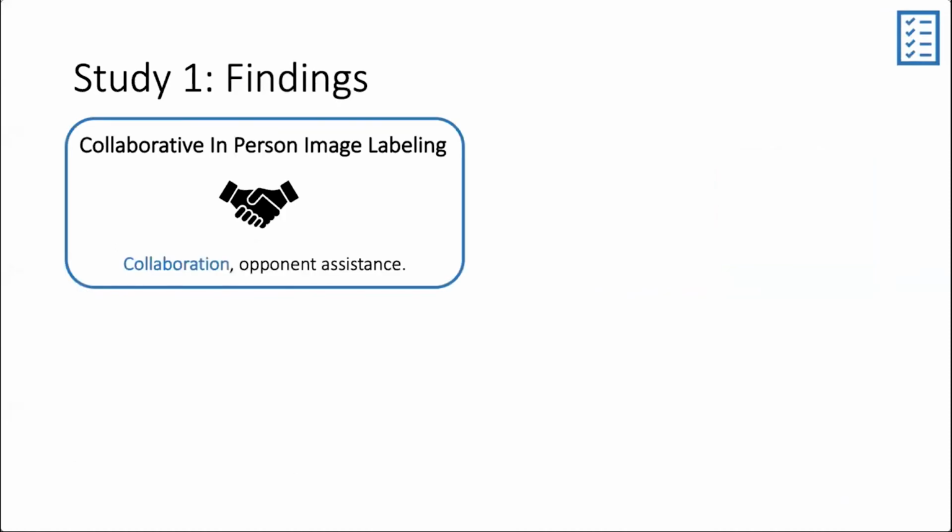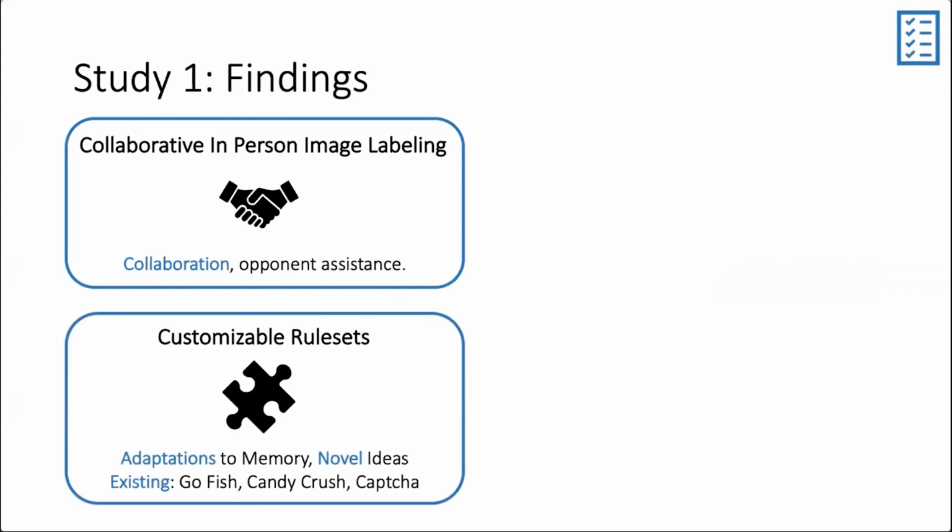Our findings can be summarized in the following categories. We found that all groups started collaborating and discussing the images almost from the start, even if that meant they were effectively helping their opponents. When asked to come up with other games, participants suggested a variety of ideas, from adaptations to memory and existing games like Go Fish and Candy Crush, to completely novel ideas, complete with names and rules.